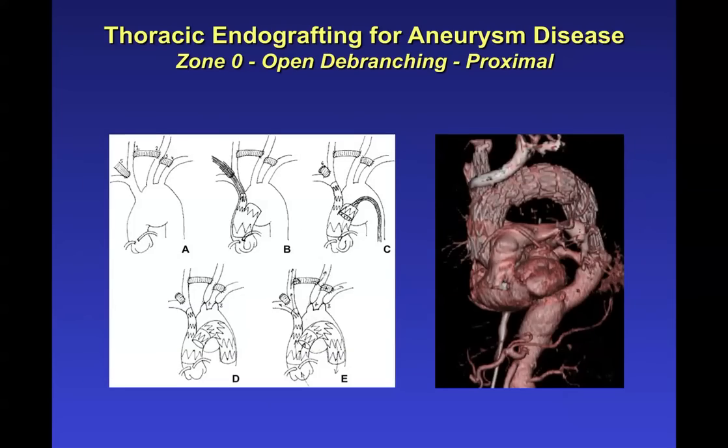Here's a complex debranching procedure to access the ascending aorta. I'm not going to go through it with you in a lot of detail other than to say that there's some very imaginative approaches available to use debranching, et cetera, to get to the ascending aorta.